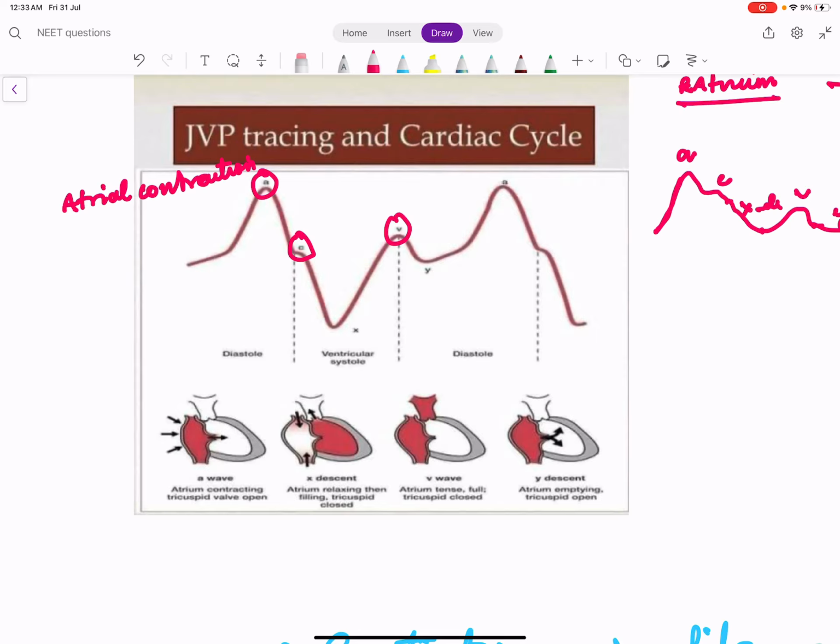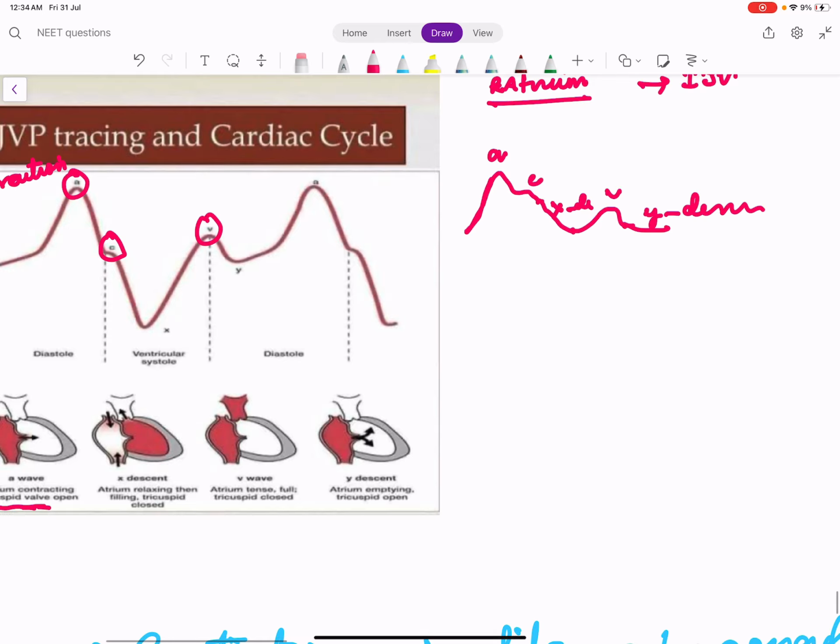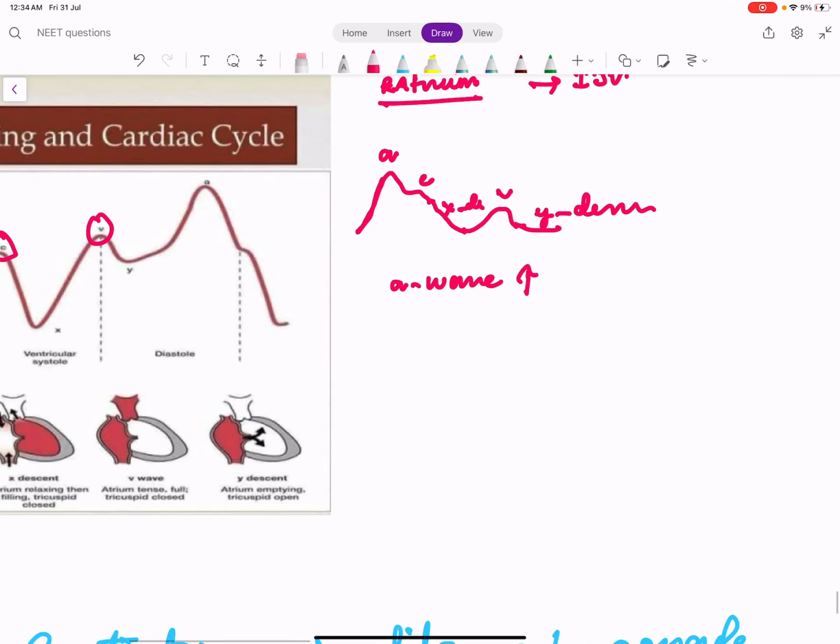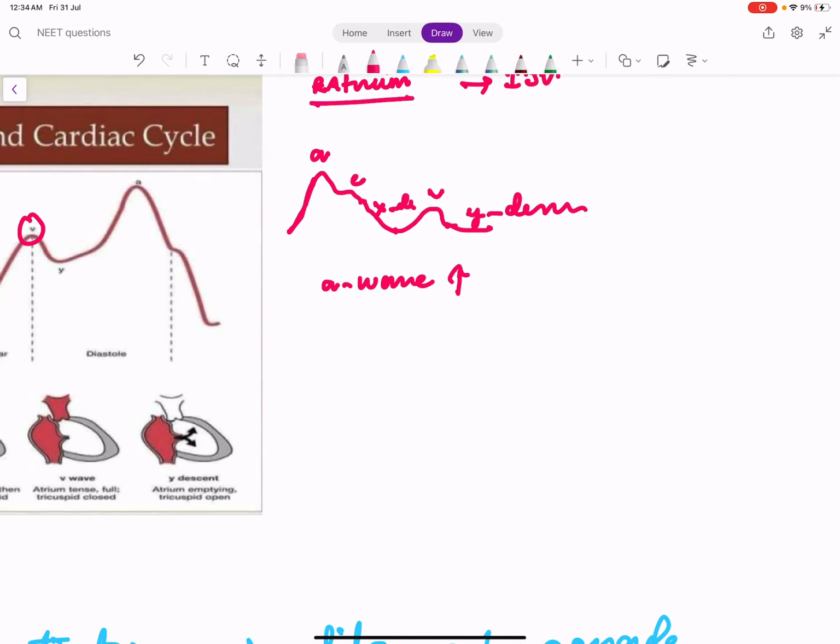So when the right atrium contracts, it transmits its pressure to the internal jugular vein, and it is seen as the A wave in JVP. So atrium contracting, the tricuspid valve open. That's the reason for A wave. So when does A wave increase? When the right atrium has to pump against pressure of the tricuspid valve. So it increases in tricuspid stenosis or right ventricular hypertrophy or pulmonary stenosis or pulmonary hypertension. In these conditions, A wave will be prominent.